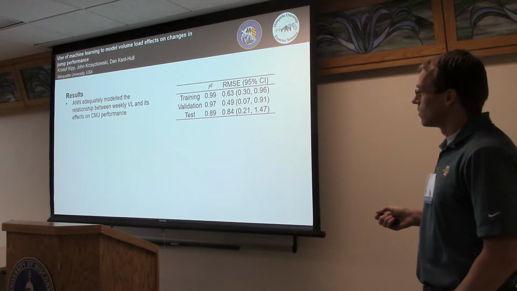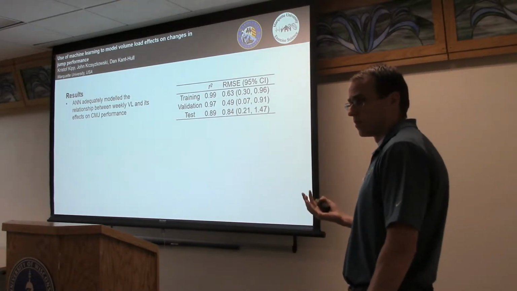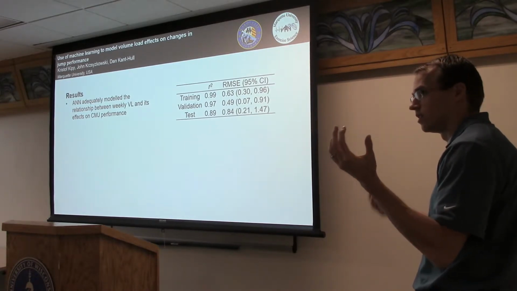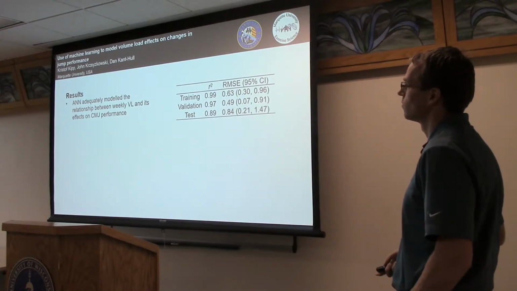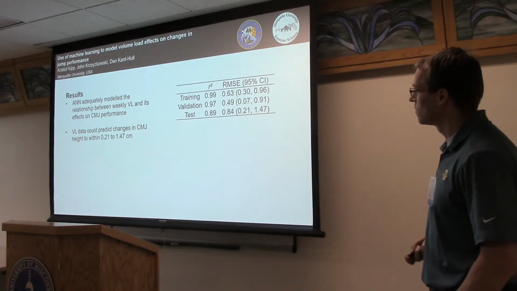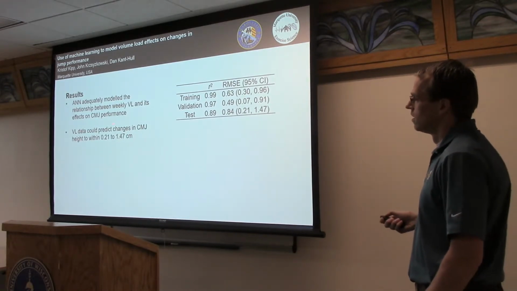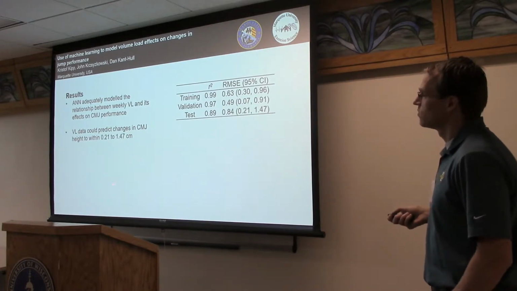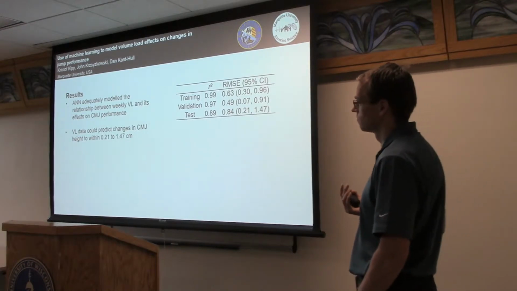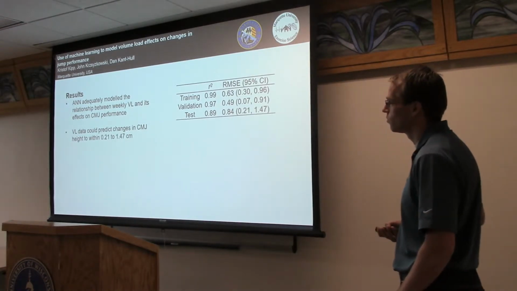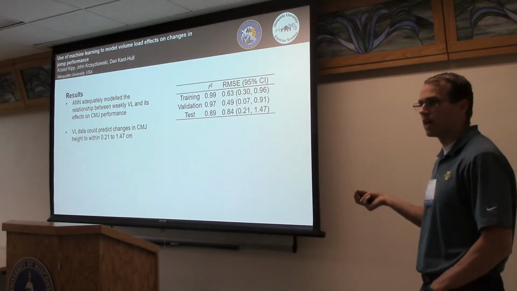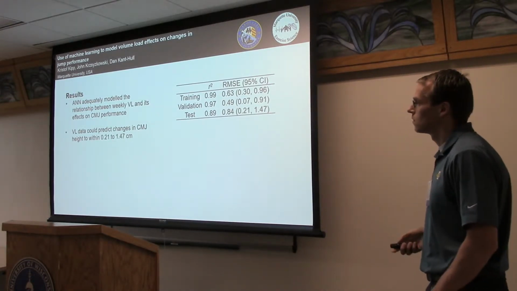And overall, the R squareds are fairly high, so we feel like we did a pretty good job of modeling the relationship between volume load and the overall change in jumping performance. We can see from the 95% confidence interval, the root mean squares, that for the test subjects, we were able to predict changes in counter movement jump height to within 0.21 to 1.47 centimeters, out of a total change in jump height of about 5 centimeters over the course of the 15 weeks of training.